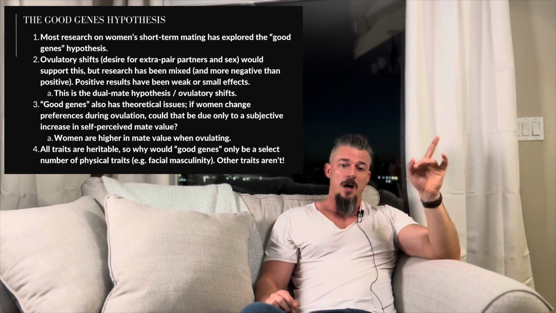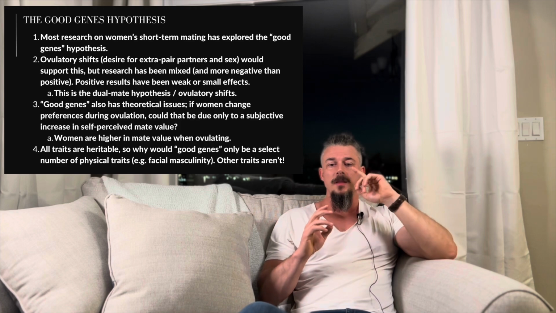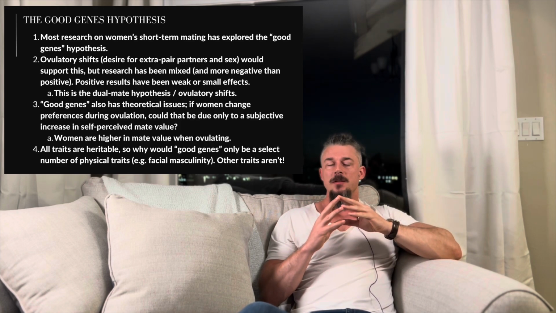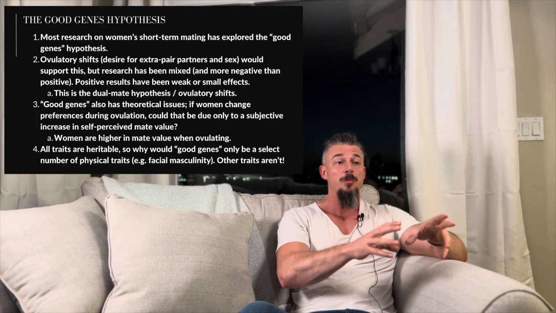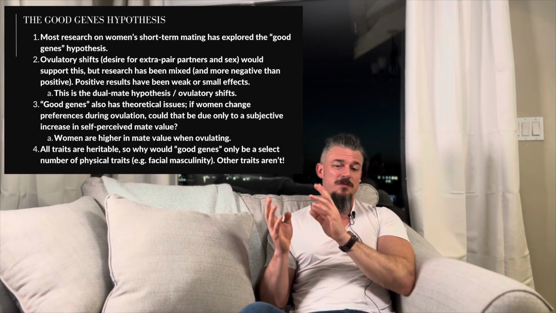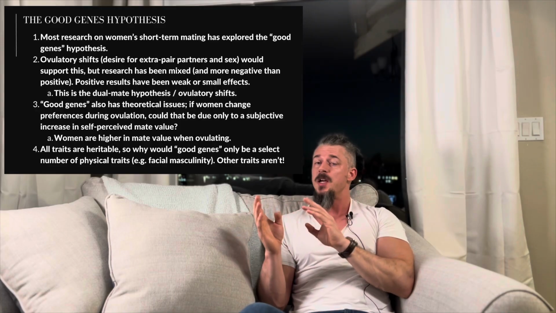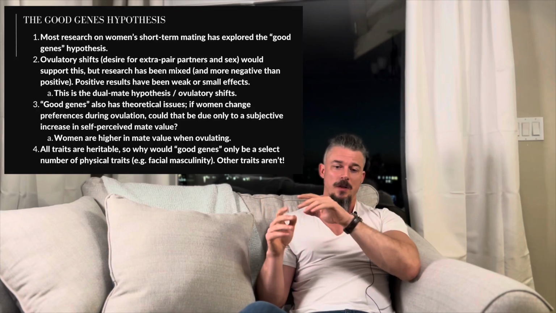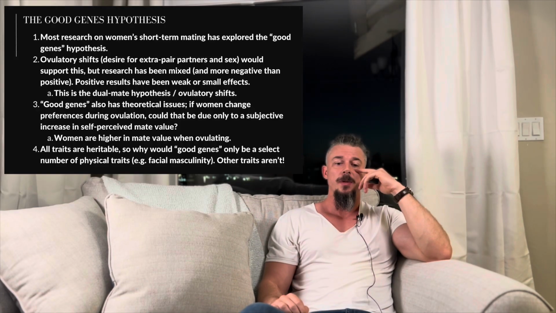So, good genes, ovulatory shifts. What is that? Ovulatory shifts would support this, right? That there's this desire for extra pair partners, extra pair sex, but research on this has been mixed. So ovulatory shifts: when the woman is ovulating, she's more likely to get pregnant. Does she have more desire for extra pair partners? Research on this has been weak, it's been mixed. Most results are negative. When there are positive results, they tend to have small effects. And again, the last video I made was on this. So again, this is the dual mate hypothesis of ovulatory shifts. Doesn't seem to replicate that well.